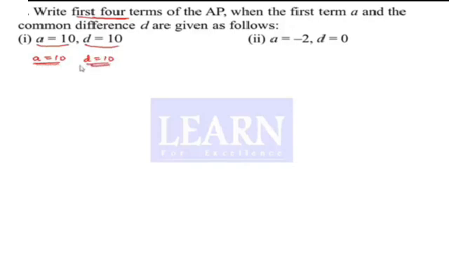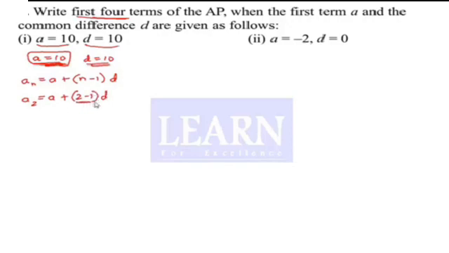Now first we'll write the formula of AN. AN equals A plus N minus 1 into D. Now we'll find the first term. How to find the first term? First term A1 is nothing but A. In order to find the first term, no need of using the formula. We'll directly write A1 equals A, which is equal to 10.